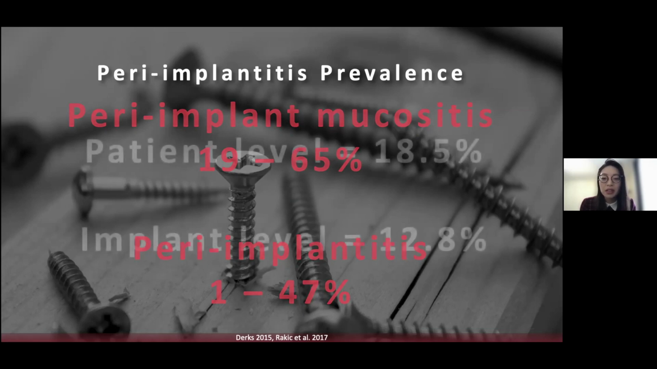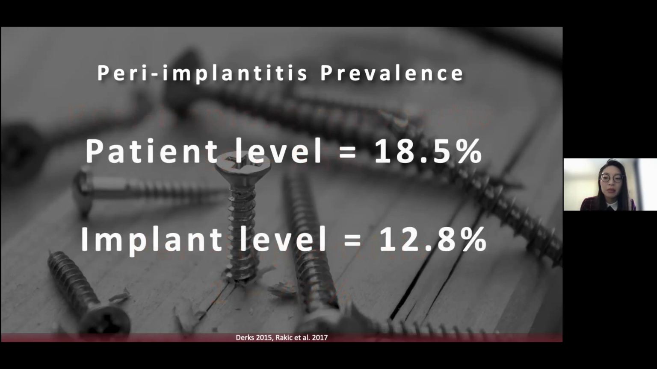But more recently, in a systematic review, Rakic reported a weighted mean prevalence of peri-implantitis to be 18.5% on the patient level and 12.8% on the implant level. Peri-implantitis in this paper was defined as direct evidence of at least 2 millimeters of radiographic bone loss and at least 5 millimeter probing depths. Overall, in this paper, there are more conservative prevalence rates, but this still means that approximately 1 in 5 patients will experience a pathologic bone loss around their implants. And that's still fairly high and very significant to the patients that are affected.